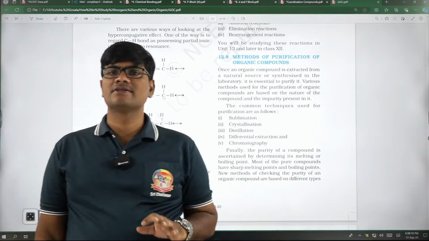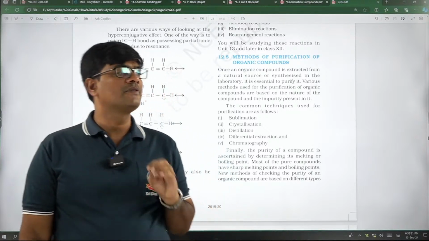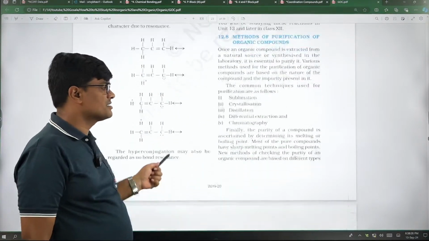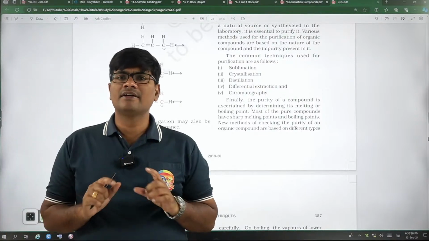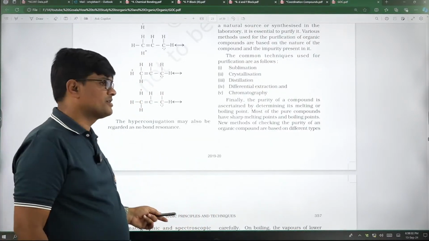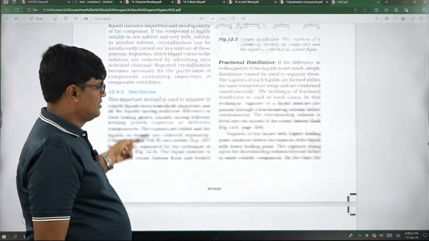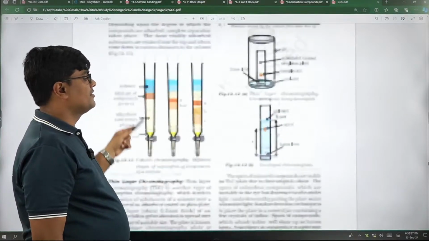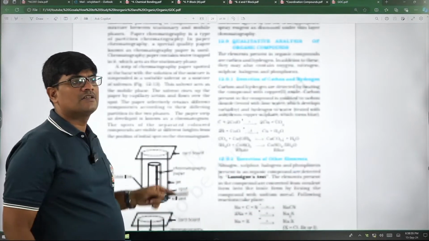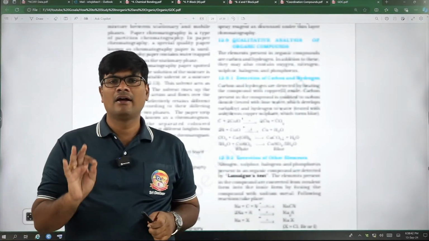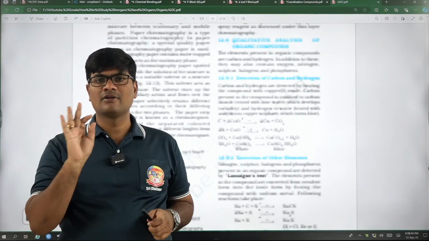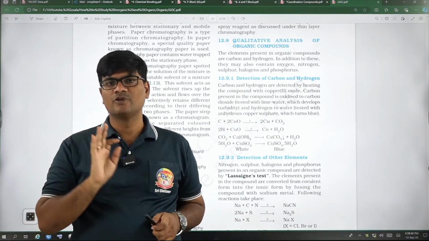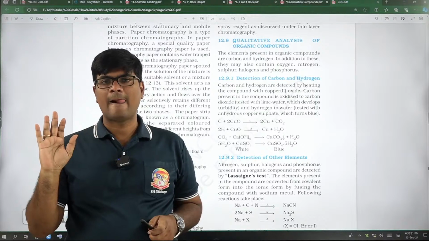All the lines in NCERT are important. Methods of purification of organic compounds, sublimation, crystallization, distillation, differential extraction, chromatography, every line in NCERT is important. Not only the purification, we need to go through NCERT strictly for qualitative as well as quantitative analysis. I suggest you strictly go for NCERT for qualitative as well as quantitative analysis. Strictly NCERT. No need to go beyond NCERT.